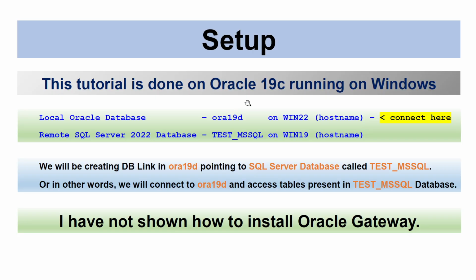This tutorial is done on Oracle 19c running on Windows. We have a local Oracle database called Aura 19d running on a Windows 22 machine. We have a remote SQL Server 2022 database called Test MS SQL running on Windows 19. We will be creating a DB link in Aura 19d pointing to the SQL Server database called Test MS SQL, or in other words, we'll connect to Aura 19d and access tables present in the Test MS SQL database.